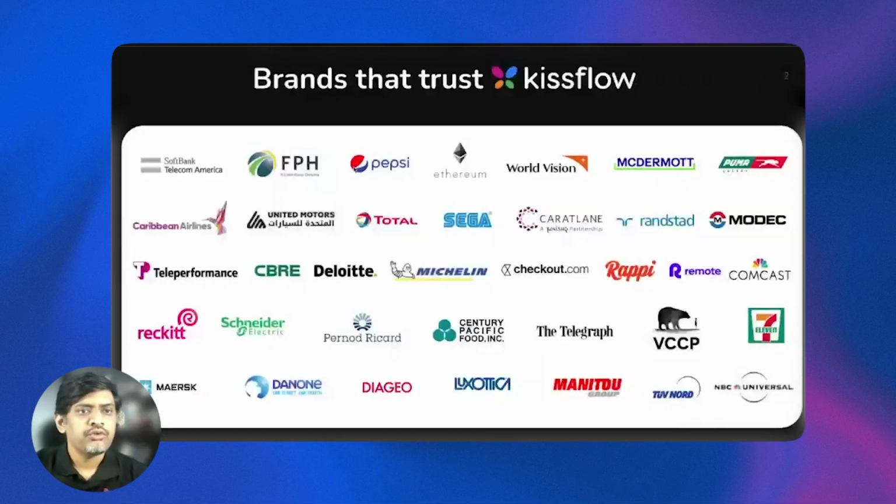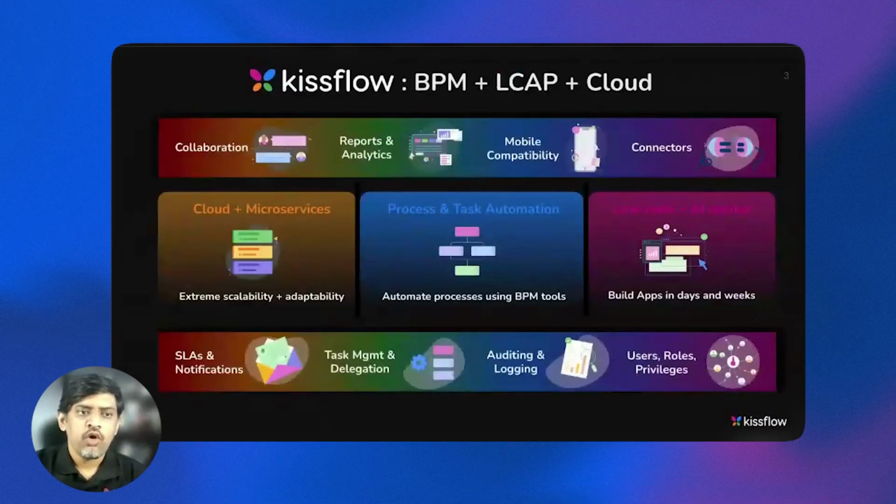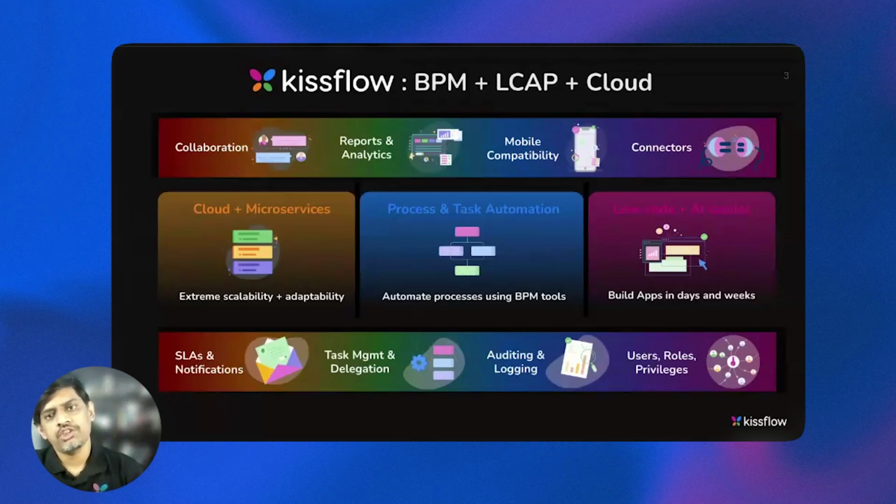Moving forward, here are a few brands that use Kissflow. This is across the globe and across multiple different business domains. If you look at the Kissflow offerings today, we have Kissflow as a platform which is both cloud and microservices compatible, or cloud native largely. We perform process and task automation using the cloud as our infra layer, and everything on Kissflow is a microservice-based application and is available over API bidirectionally.